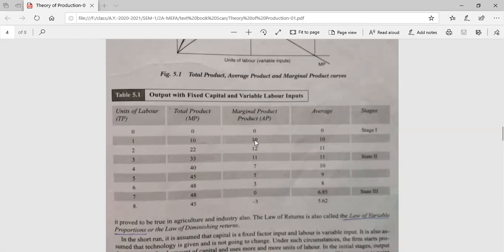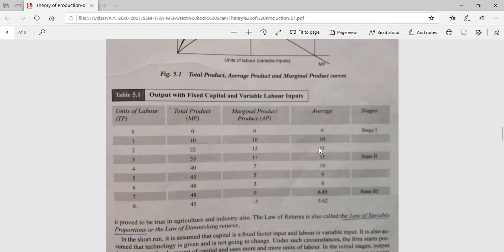Then what is this marginal product? Marginal product is nothing but this 10 minus this 0. 10 minus 0 gives this 10. Okay, I have increased the input by 1. So what is the output? It is 22 right now. Okay, so how do you get this 12? 22 minus 10, that is the marginal product, the output is 12.